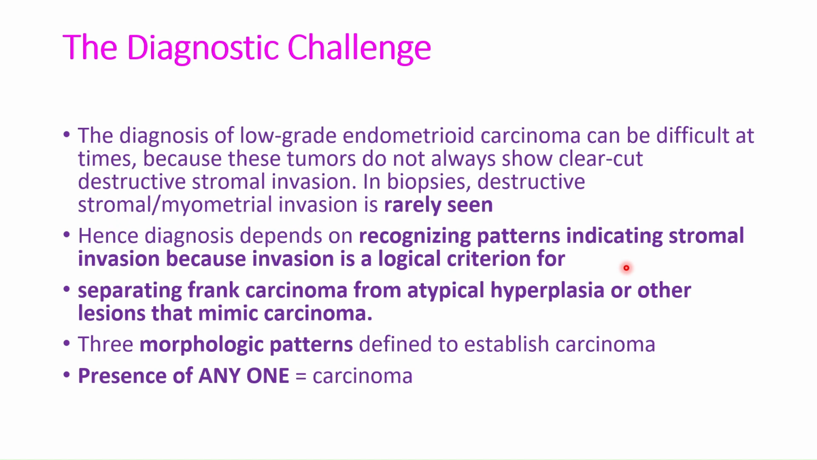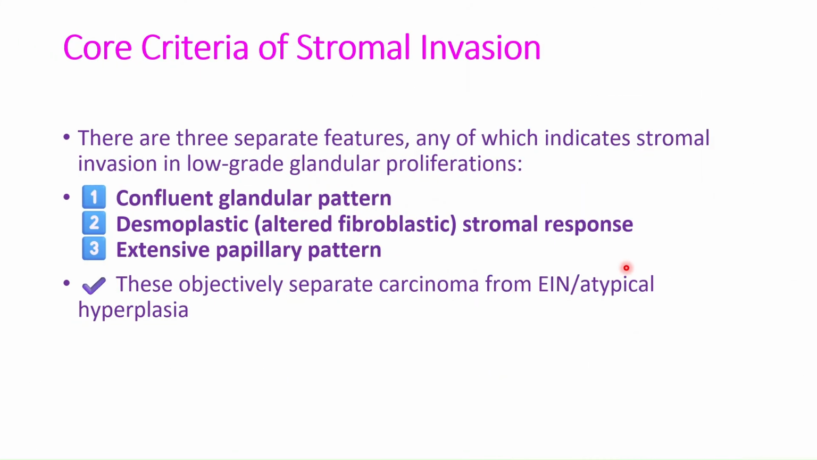So there are three morphologic patterns defined to establish carcinoma. The presence of any one means carcinoma is there. So, what are these core criteria for stromal invasion? It is confluent glandular pattern. Second is desmoplastic or altered fibroblastic stromal response. Third is extensive papillary pattern. And this objectively separates carcinoma from EIN or atypical hyperplasia.